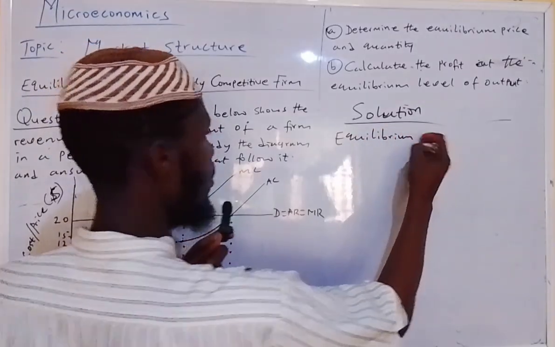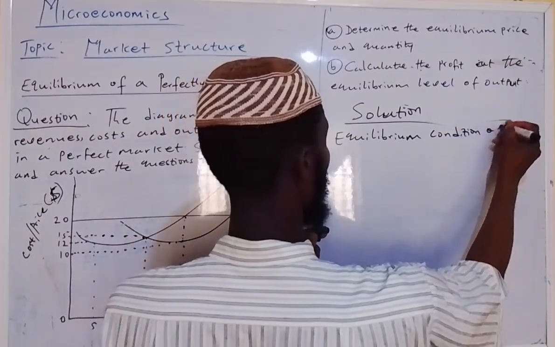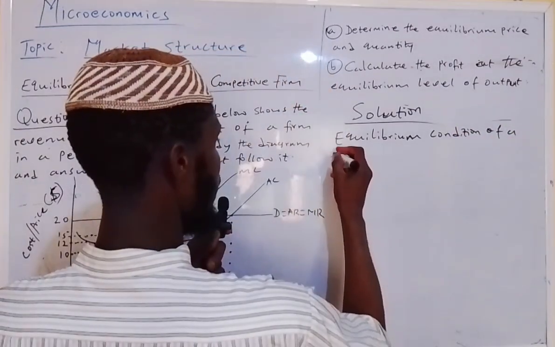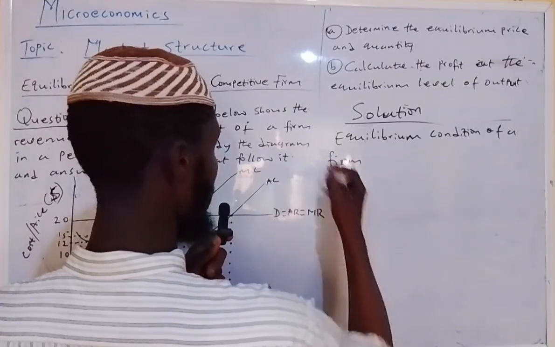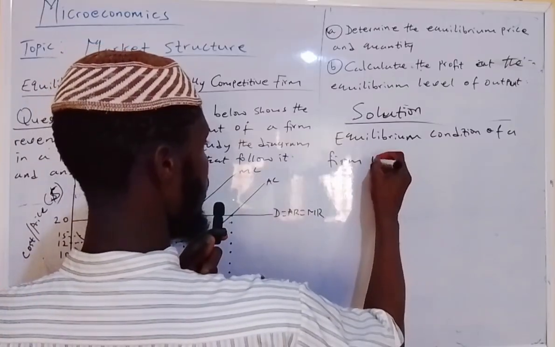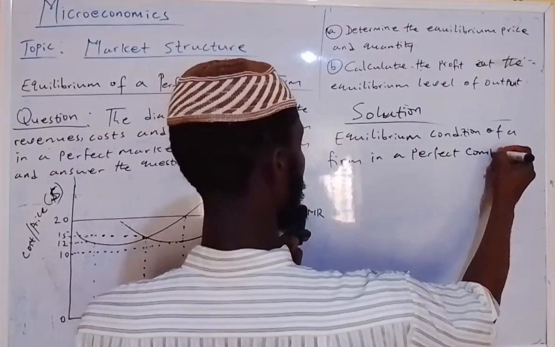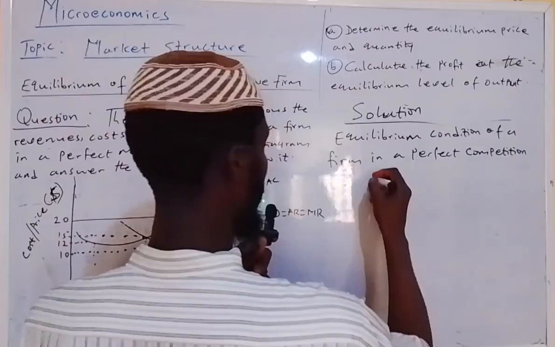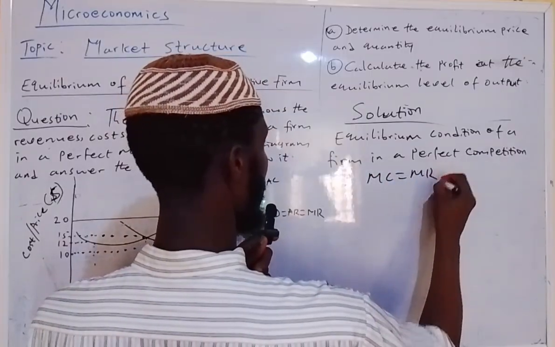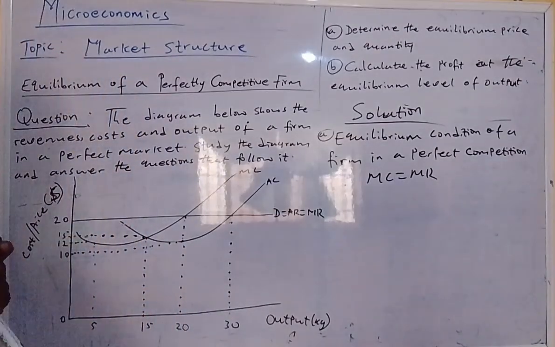Don't forget the equilibrium condition of a firm in any market, okay? But here, let's be specific, the firm in perfect competition is defined as MC equals MR. MC equals MR.